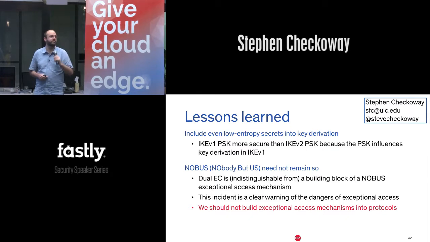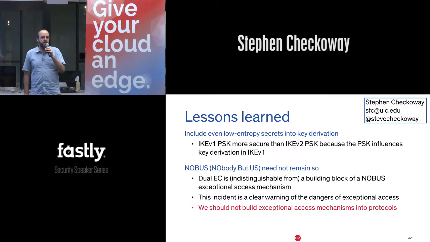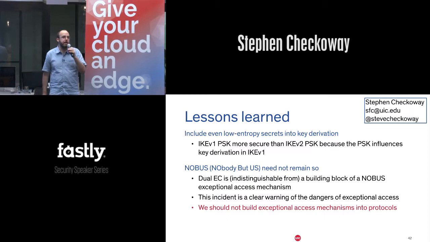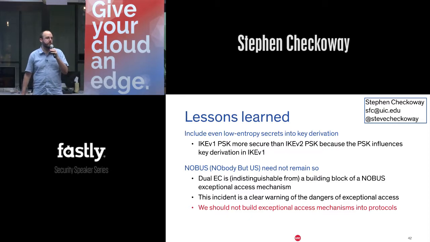Yes? Have they since changed the global variables? So the first thing that Juniper did was they patched the systems back to their original version, and then they removed Dual EC altogether, according to them. I don't have a copy of any of the most recent firmware, so I haven't verified that myself.